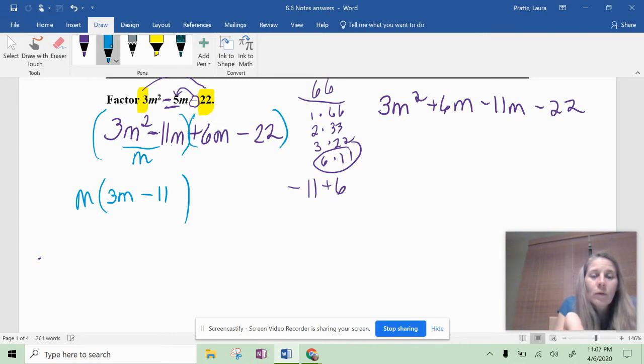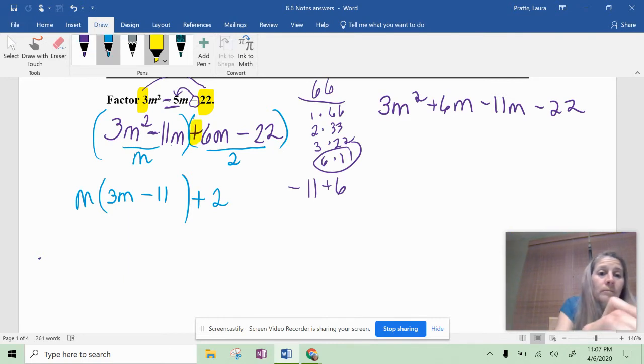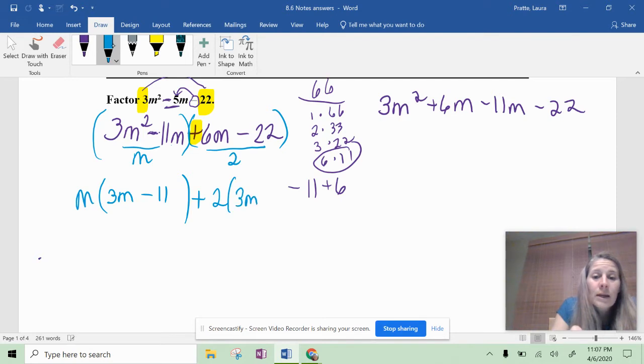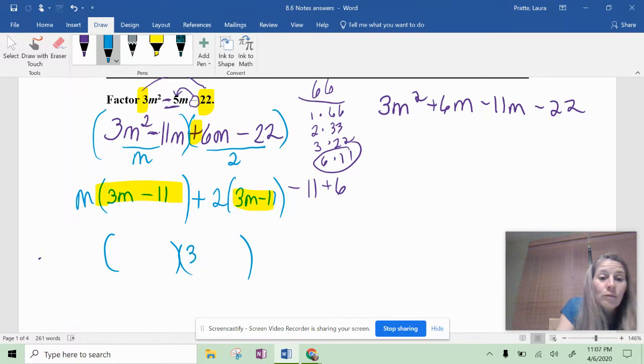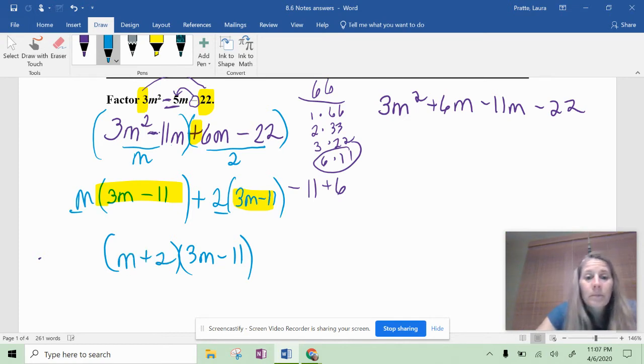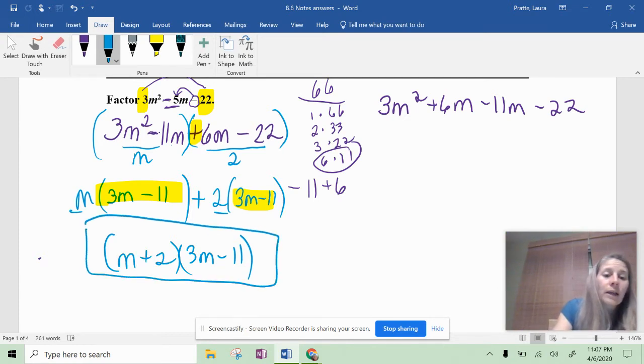And now I'm going to do the same thing with the other half. So here's 6m and 22. They're both divisible by 2. And it's going to be a positive because we have a plus right there. And then 6m divided by 2 is 3m, and negative 22 divided by 2 is negative 11. Notice we got the same factor twice in the parentheses, so we know that this is looking good. So 3m minus 11 is one of the two factors, and then the m plus 2 gives us the second factor. So this would be our factored answer here.